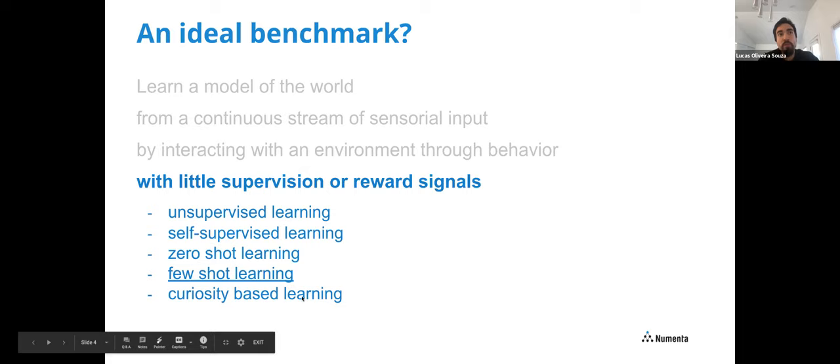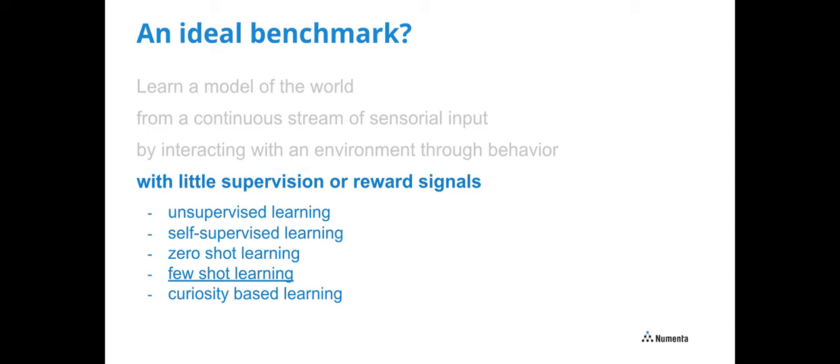But isn't curiosity a reward signal? We call it implicit motivation. It's a self-generated reward signal, where you create a reward signal for yourself based on how different something is from everything you've seen before. That's why it's called curiosity.